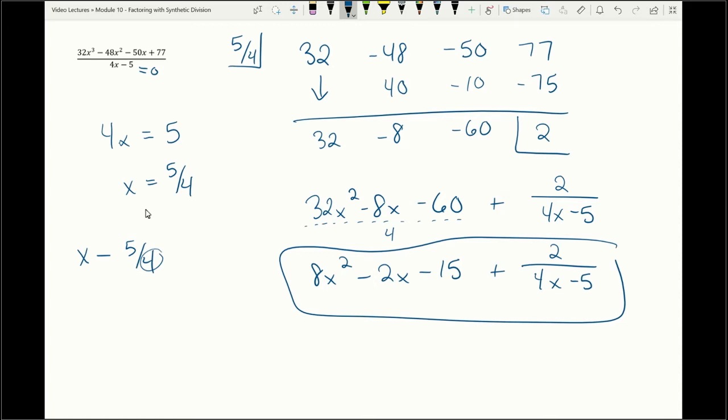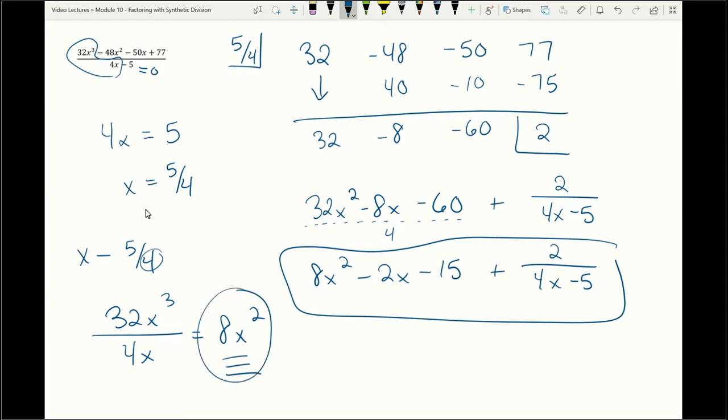And this feels more right. If we had just looked at these first two terms and we had looked at 32x cubed minus 4x, we would have said, hey, we should have gotten 8x squared. So that's that little reminder, that little hint. You can always divide your first two terms to figure out what your quotient should start with. What should it look like?